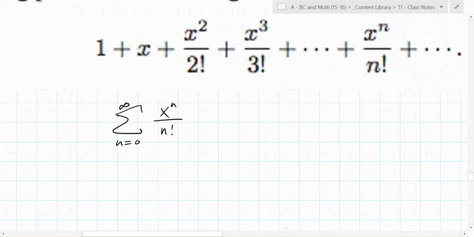For all x. Is it right on the first try? Yes, because we're so smart. We're so smart right now.